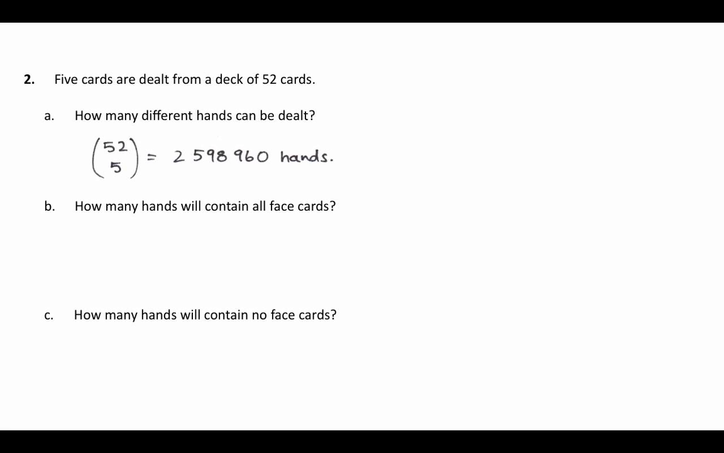So again, this is still a combination. There are 12 face cards in a deck. 12 choose 5 is only 792 different hands that contain all face cards.